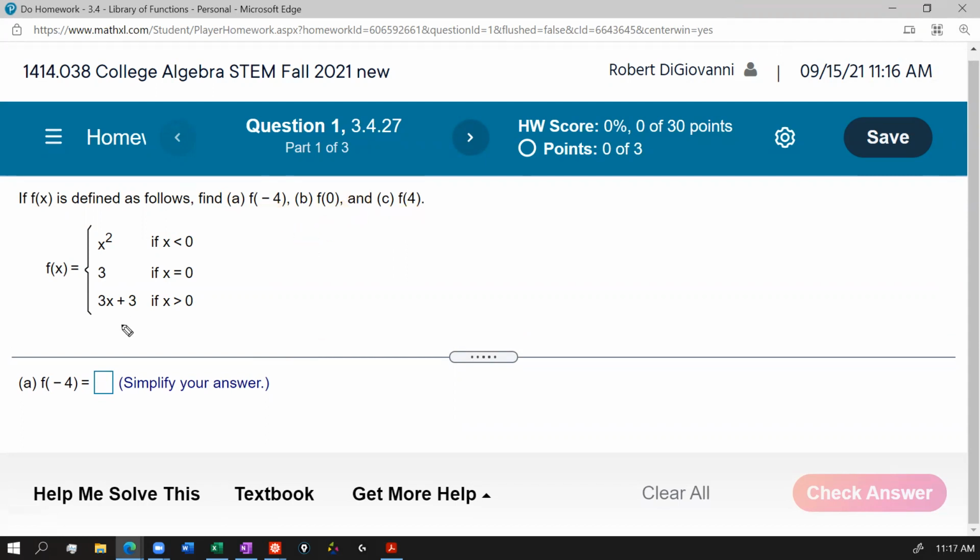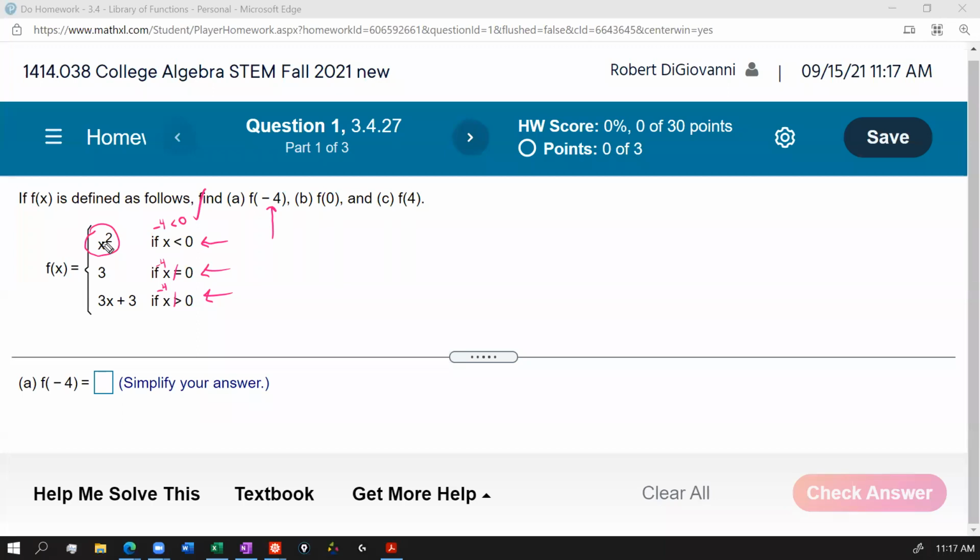So for the first one, f of -4, I need to look at -4. That's what I'm plugging in. And I need to figure out whether or not it goes here, here, or here. So I ask myself, is -4 less than 0? Well, yes, it is. So I'm going to use this part of the function. If I check here, -4 is definitely not equal to 0, and -4 is definitely not greater than 0. So it's only going to work in one of these pieces, but I wanted to just show you that it did not work in these.